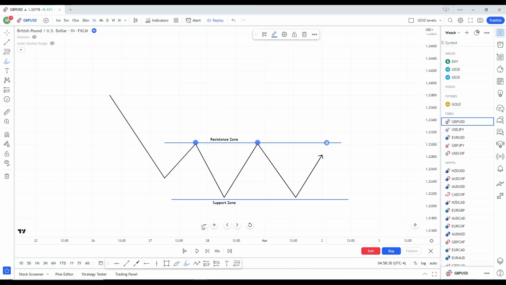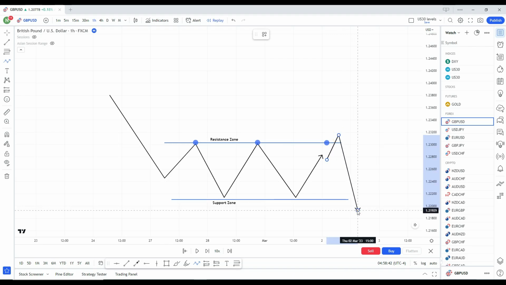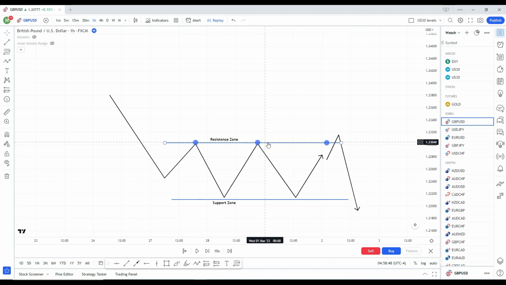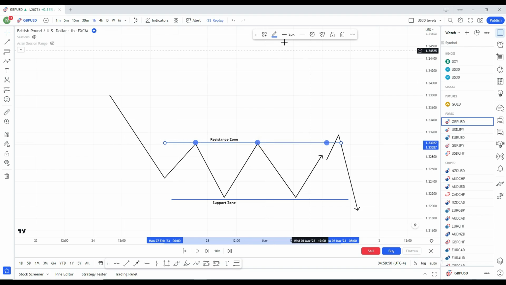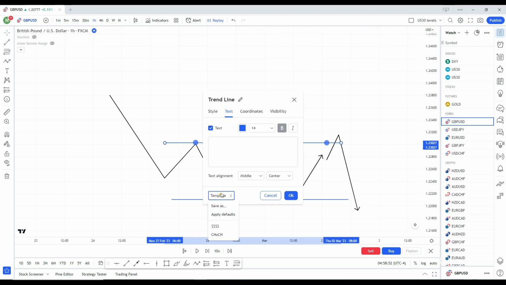Now, market makers will manipulate these stop losses by giving a false breakout and then taking an aggressive move down. So this is the liquidity. So this zone turns out to be the liquidity.